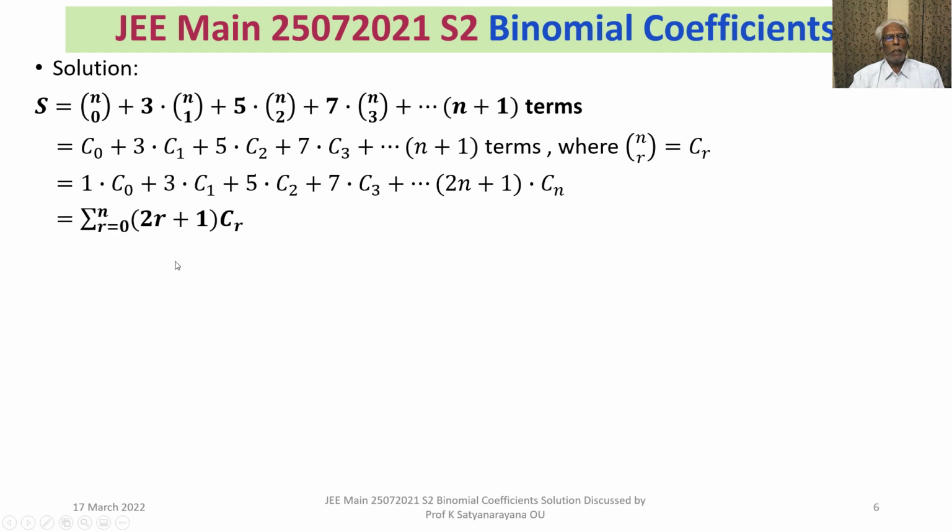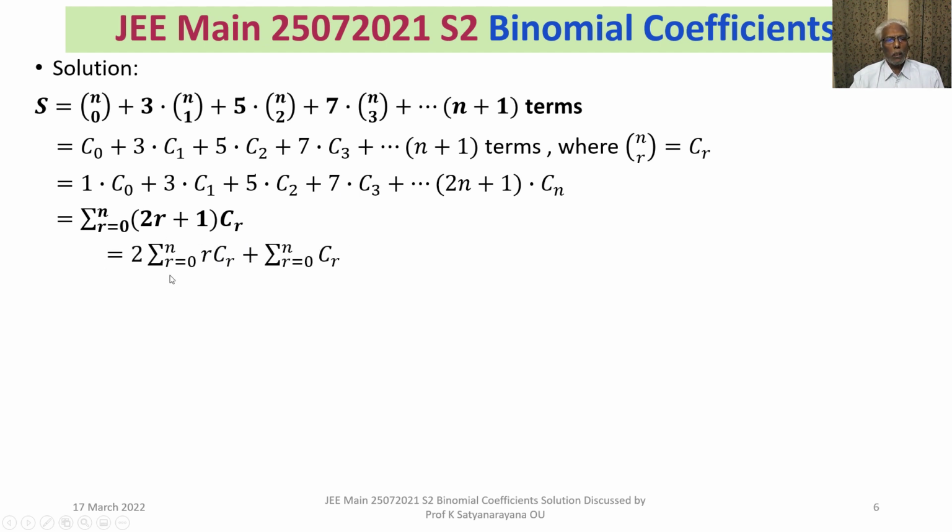So, this can be written in a sigma notation. Sigma r is equal to 0 to n, 2r plus 1. When r is equal to 0, it is 1 times C0 which will be starting, and when r is equal to n, you will get 2n plus 1 into Cn, and thus this is the summation written in the sigma notation. Now, separate them.